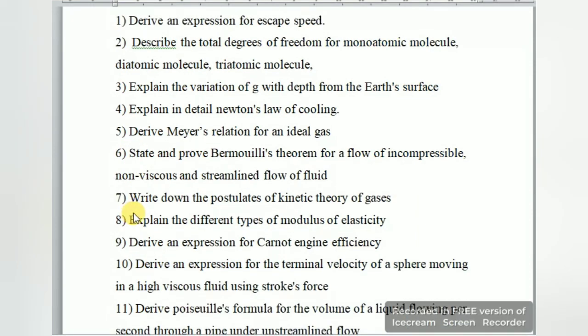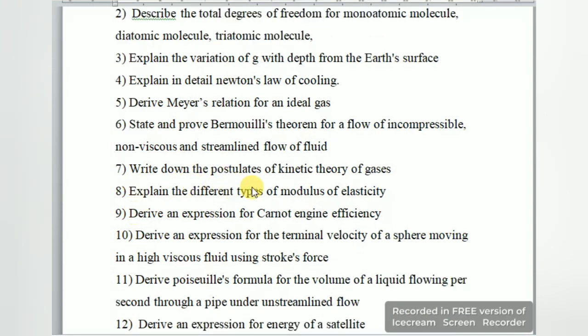Next one, state and prove Bernoulli's theorem for a flow of incompressible, non-viscous and streamlined flow of fluid. Next one, write down the postulates of kinetic theory of gases. Next one, explain the different types of modulus of elasticity. Important question. Next one, derive an expression for Carnot engine efficiency.